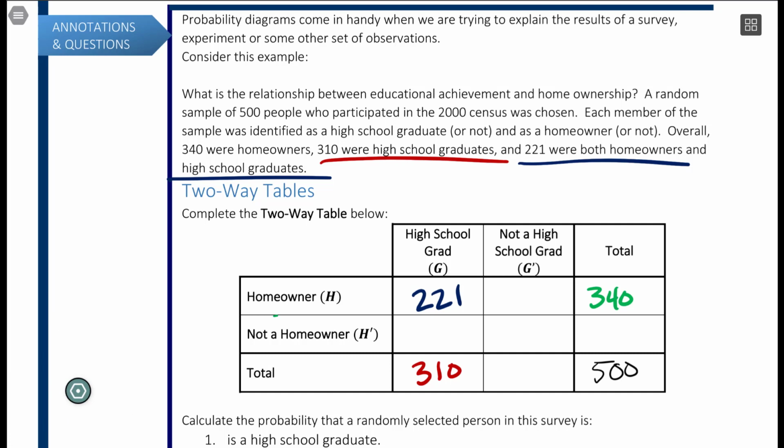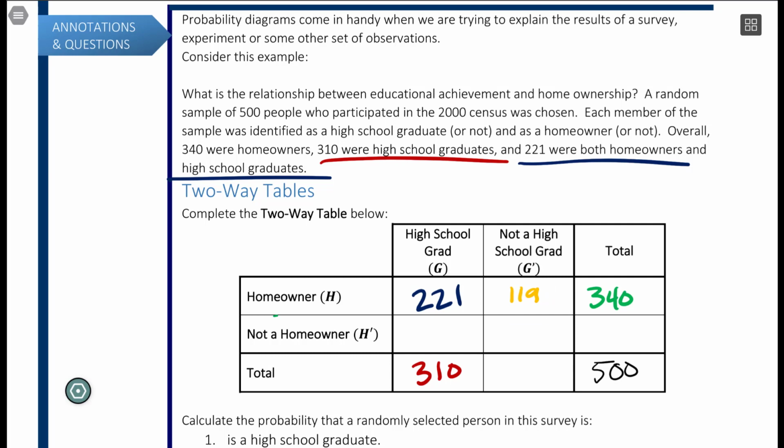We had 340 total people that were homeowners, right? 221 of them were high school graduates. So the difference between 340 and 221 must make up those that were the non-high school graduates, and that's going to be the number 119. 340 minus 221 gives us 119. That tells us how many were homeowners, but they did not graduate from high school.